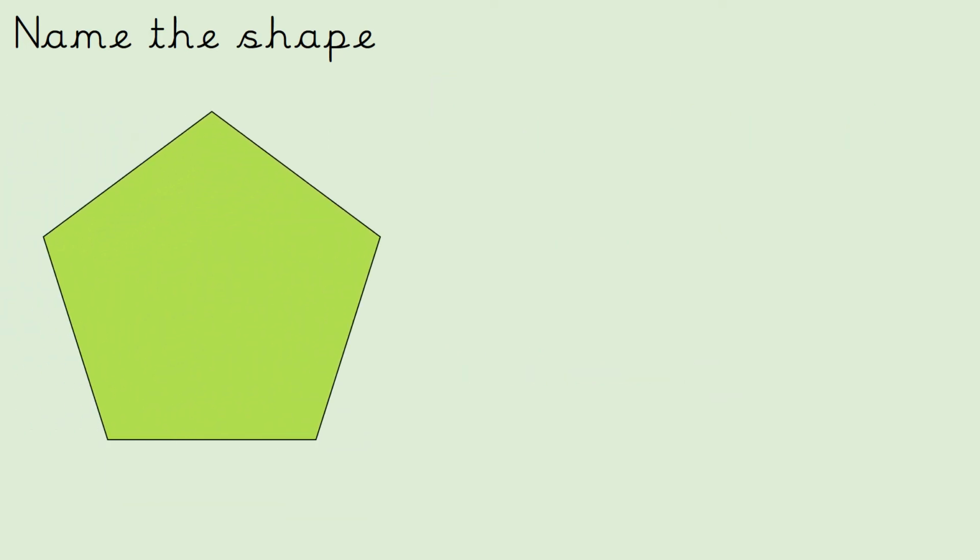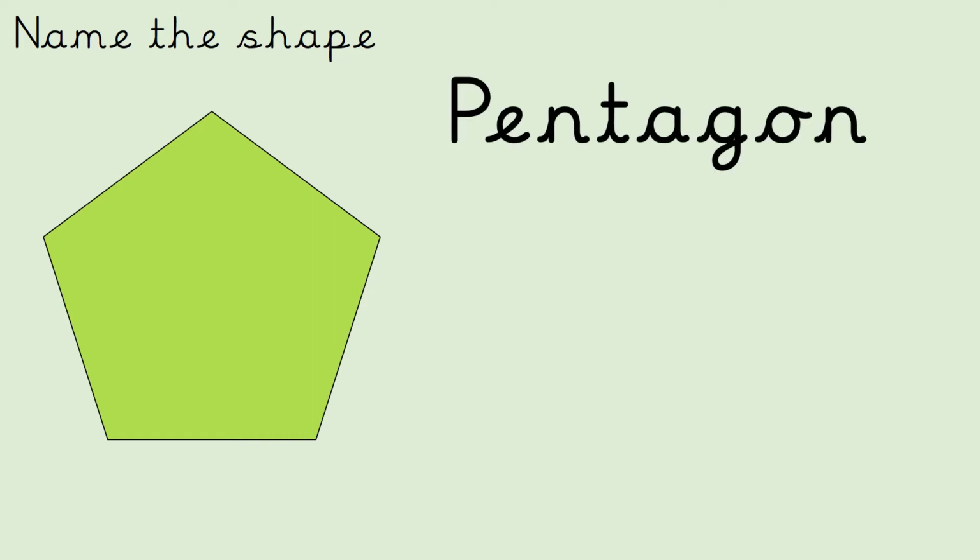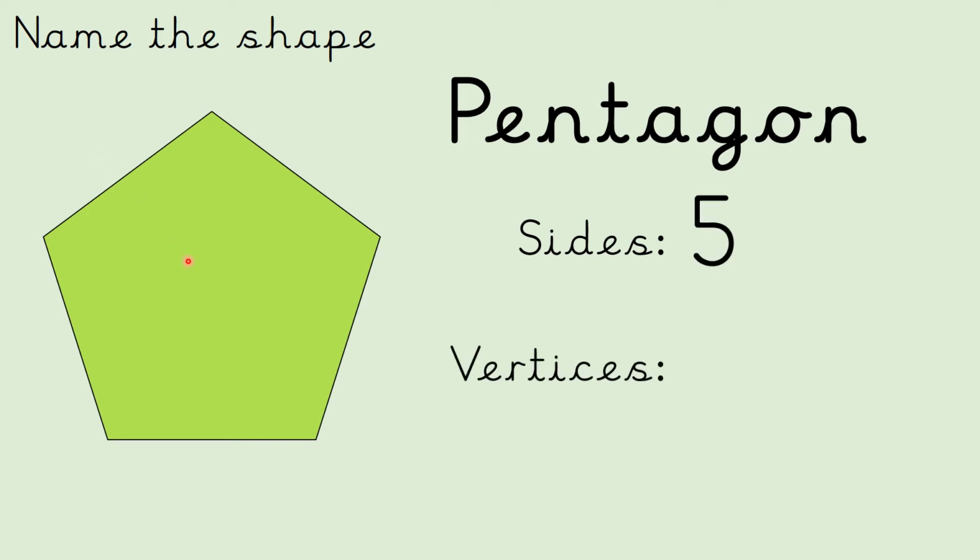What shape is this? That's right, it's a pentagon. Well done. We know this is a pentagon because it has how many sides? Let's count. 1, 2, 3, 4, 5 sides. How many vertices does a pentagon have? Let's count together. 1, 2, 3, 4, 5. 5 vertices.